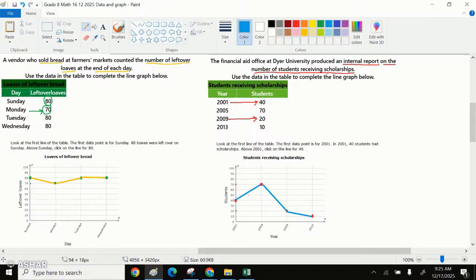So if the question would say that from 2001 to 2005, they were giving a lot of scholarships. But from 2005 to 2009, they abruptly changed the number of scholarships. From 70, they brought it down to 20. 50 students were taken off scholarships, right? Previously they offered 70 scholarships in 2005, but in 2009 they just offered 20. But from 2009 to 2013, they again reduced it by half, because in 2009 they were giving 20. In 2013, they're just giving 10 scholarships. So they are reducing the number of scholarships. We can look at this pattern from here.